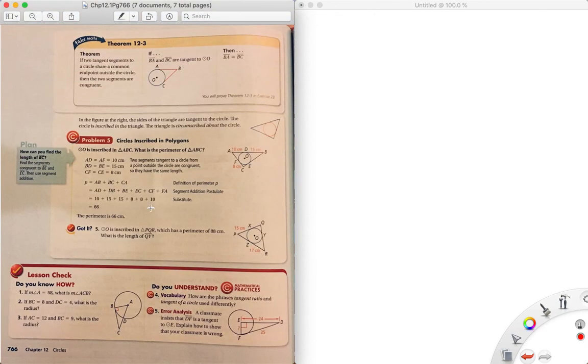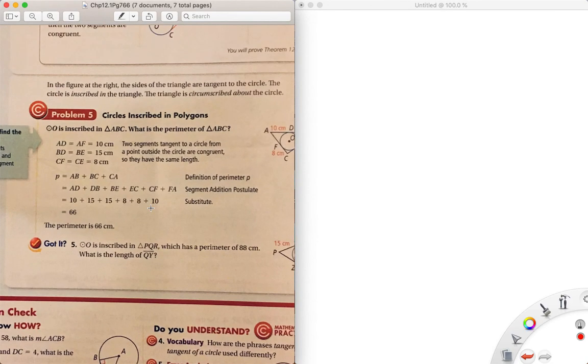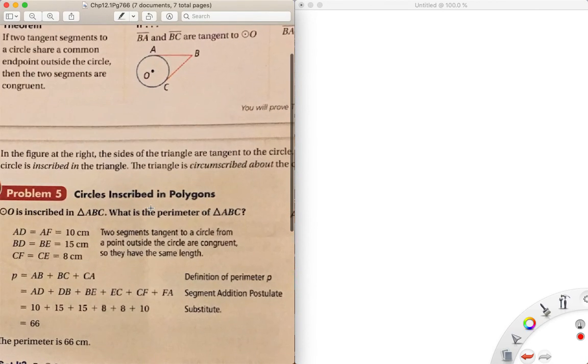Okay, so for this one, 12.3 says that if two segments of a circle share a common endpoint outside the circle, two tangent segments, then they are congruent. So we have segment AB, we have segment BC, and we're told that they're both tangent to the circle. Since they both hit B, I know that segment AB is congruent to BC.